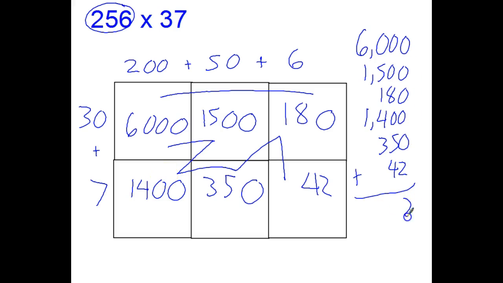All the zeros plus 2 is 2. 8, 13, 17. 6, 7, 11, 14. 7, 8, 9, 9,472.